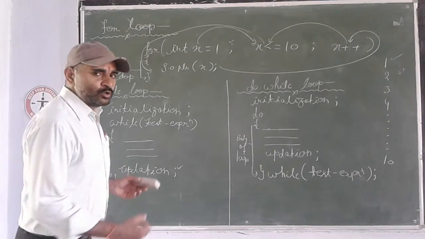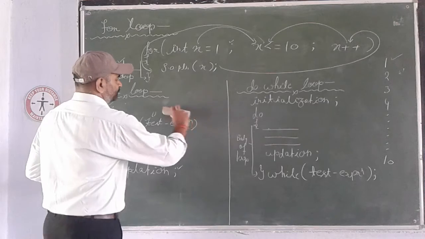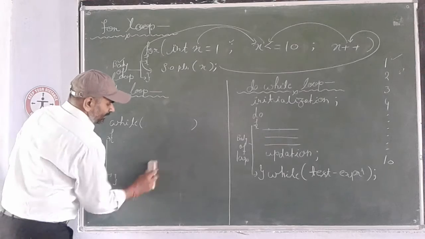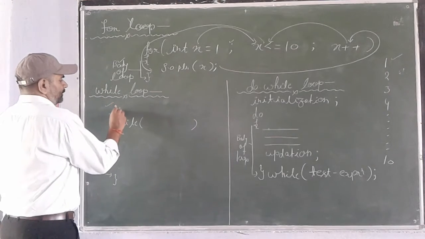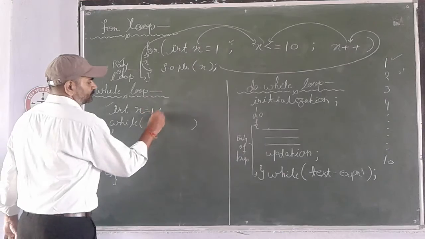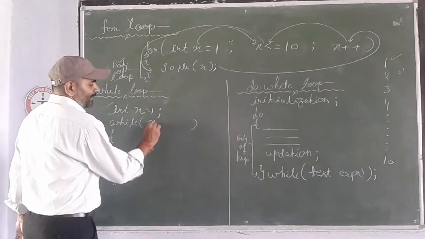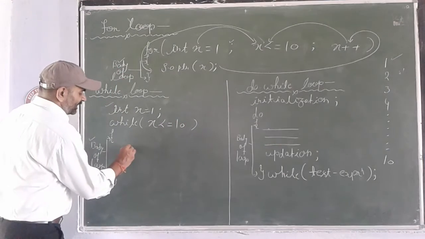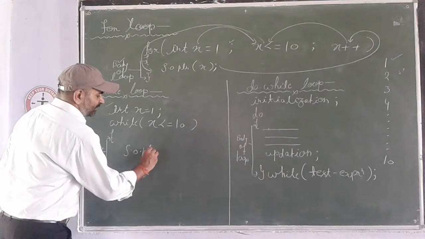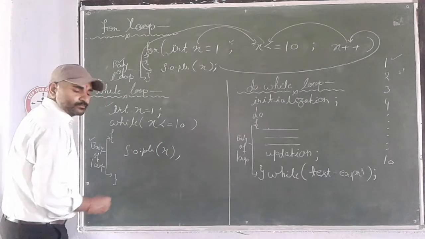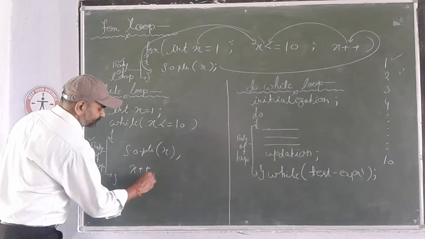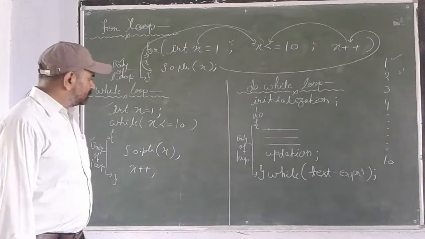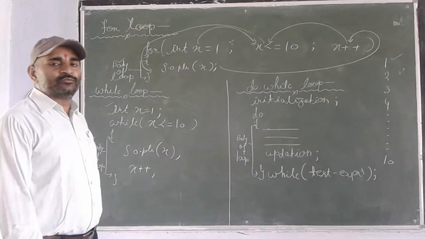Now we talk about the while loop. In the case of the while loop, here we give int x = 1, which is initialization. x <= 10, and here we write System.out.println(x) and x++. So this is the program to print 1 to 10 using the while loop.